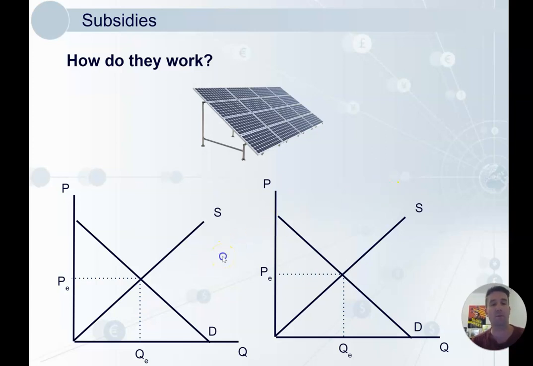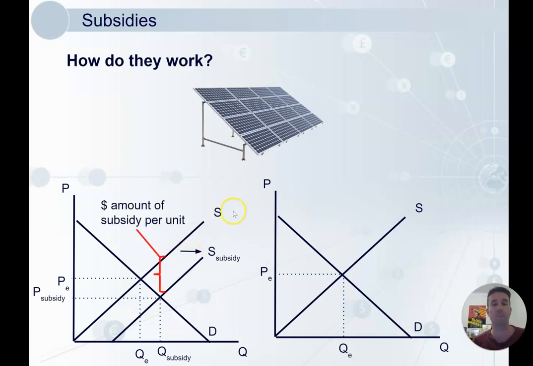So how do they work? They're like the opposite of a tax, aren't they? Instead of saying to a firm, you need to pay us for each one you make, we'll say, we'll pay you for each one you make. So instead of raising their cost of production, it's going to lower their cost of production and shift the supply curve to the right. Now, just like taxes, that vertical distance between the curves is the dollar amount of the subsidy per unit. That's going to be important later on.